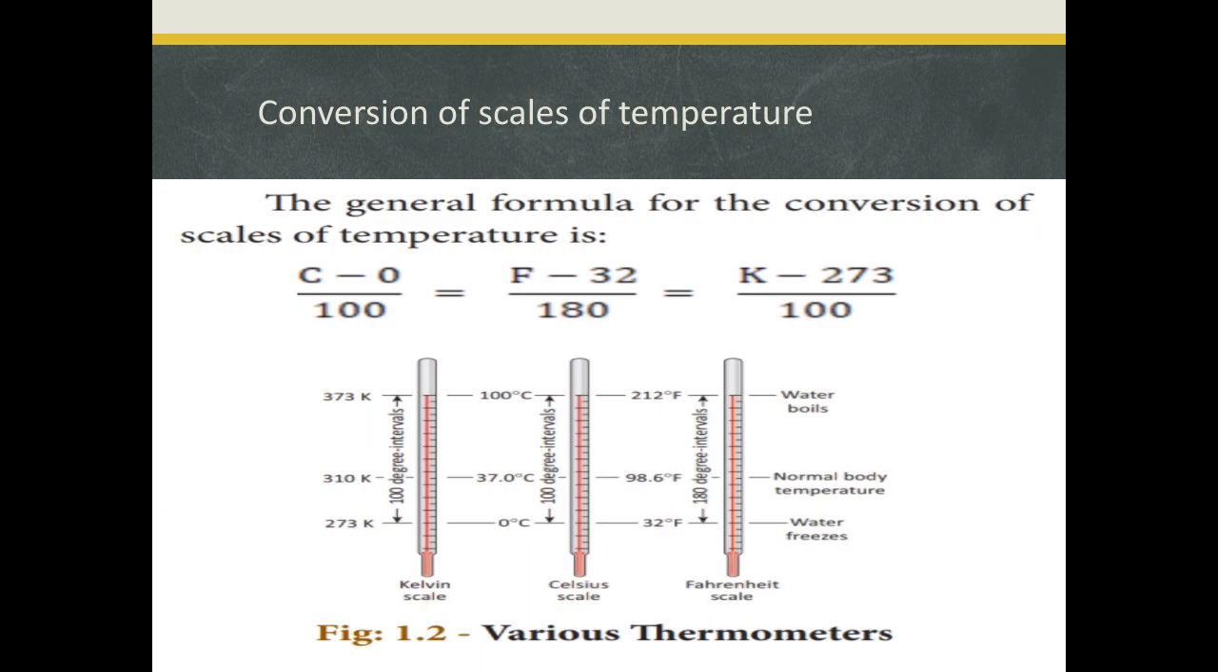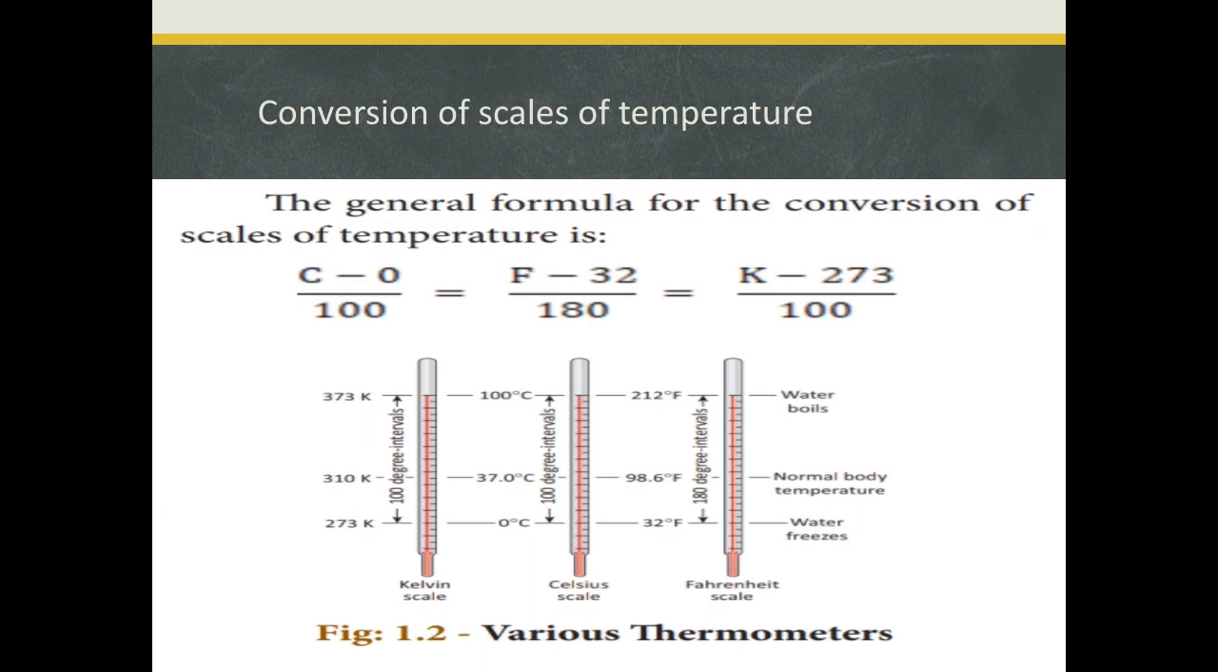Okay, so that's about the conversion of scales of temperature. So why should we have these different scales of temperature? We could have even one, right? Why are we having three different scales of temperature?